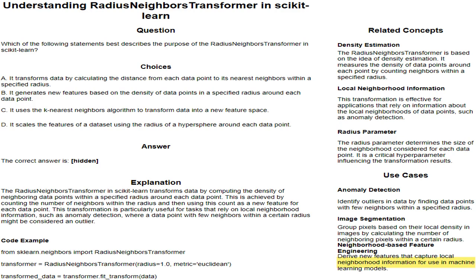27. Suppose we have data points in a 2D space: (1, 2), (3, 4), (5, 6), (7, 8). Let's say our radius is 2.0. For the point (3, 4), the radius neighbors transformer would find its neighbors within a radius of 2.0. In this case, the neighbors would be (1, 2) and (5, 6). The transformer would then generate a new feature for (3, 4) representing the number of neighbors found within the radius, which would be 2 in this example.